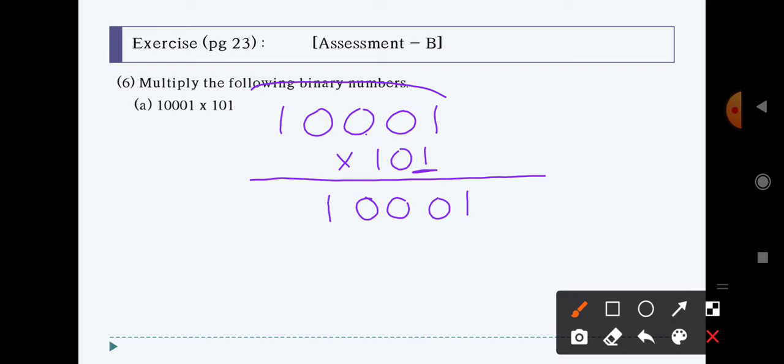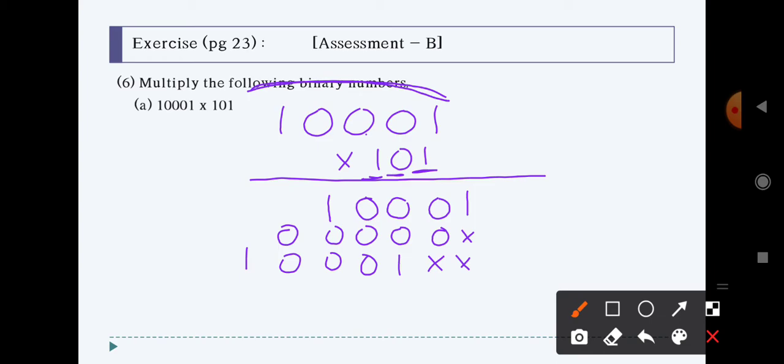Now on the next turn, just make a cross over here, just below one digit, and after that this 0 you have to multiply with all these digits. Okay, so you multiply 0 with 1, you will be getting 0 0 0 0 0, like this you will be getting a number. Okay, after that again make two crosses and then multiply 1 with all these digits. So again you will be getting 1 0 0 0 1. Okay, and after that what you have to do, you have to add all these things.